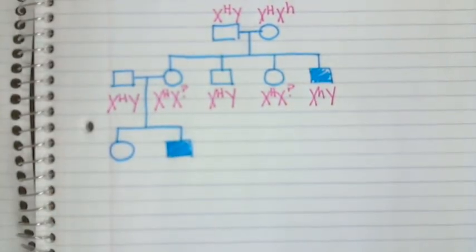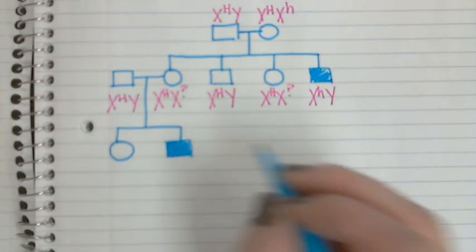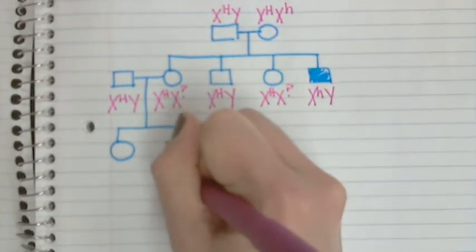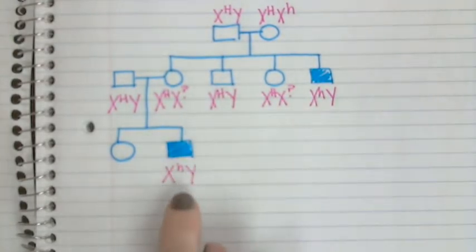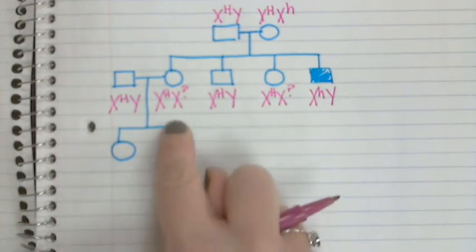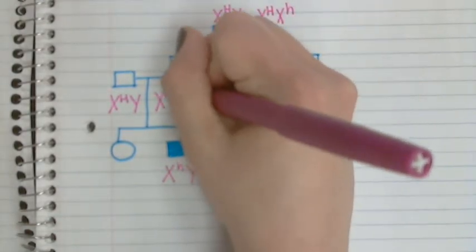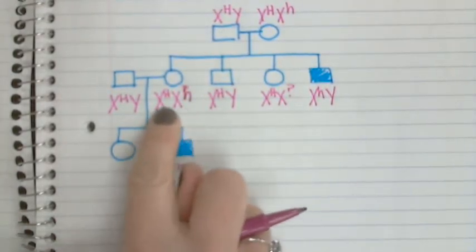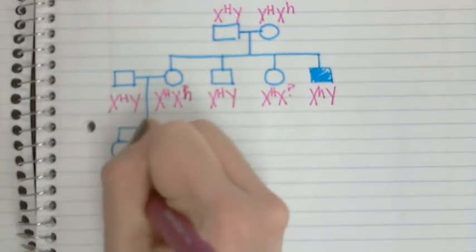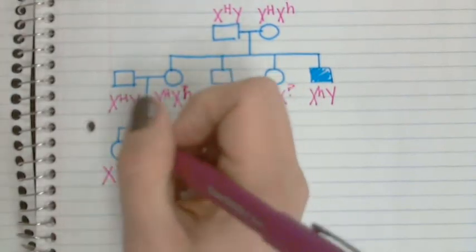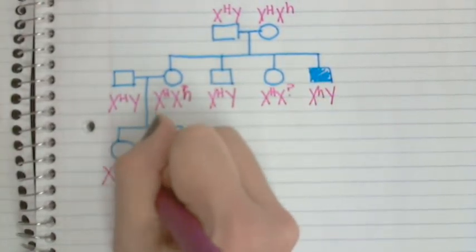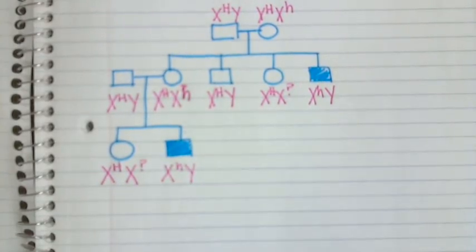Okay. We know that the son has to have this genotype. If the son has this genotype, he got the Y from his father, he had to get the recessive from his mother. So this daughter has to be heterozygous. This daughter, again, 2 X chromosomes. She got the dominant from her father, but we don't know which one she got from her mother. So again, she would have a question mark.